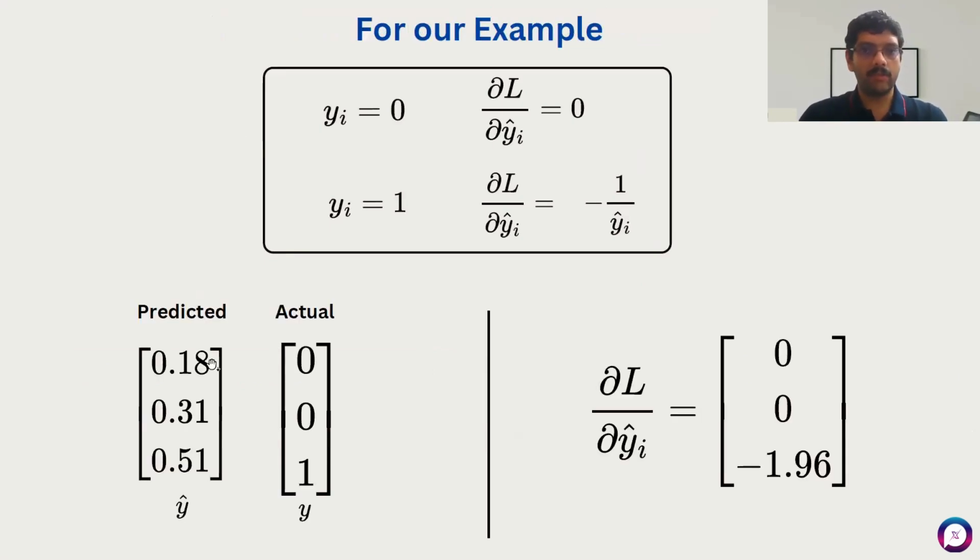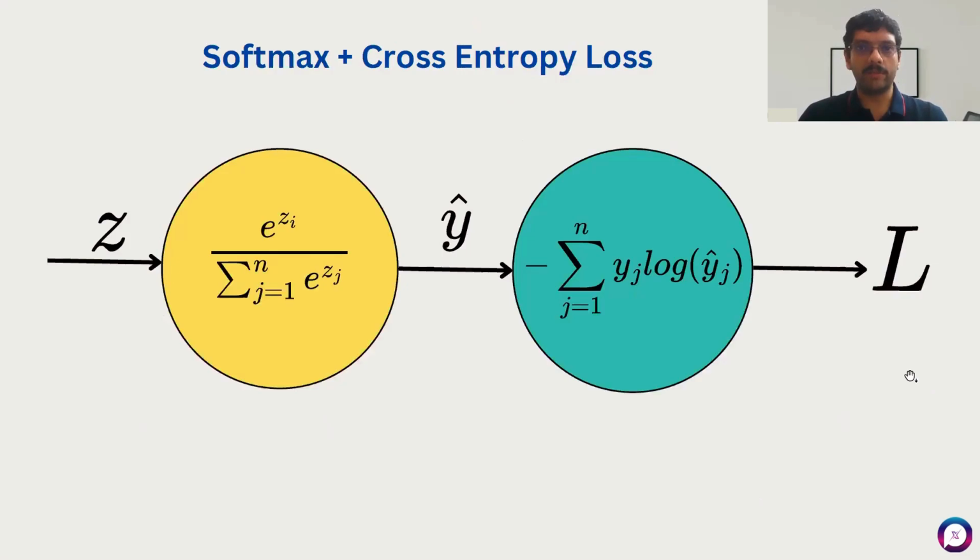So in our case, this one is 0. So dou L by dou yi hat for the first class is 0, for the second class is 0, and for the third it's minus 1 by 0.51, which is minus 1.96. And that's it. That's the sensitivity of the loss function for this data point with respect to the outputs of a neural network, right, which is predicted using softmax.